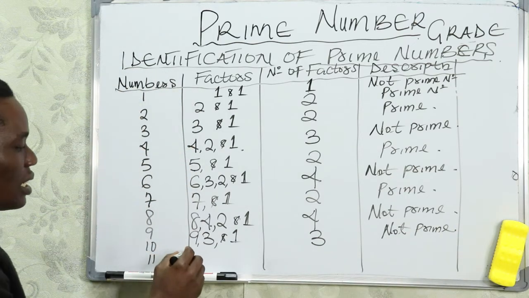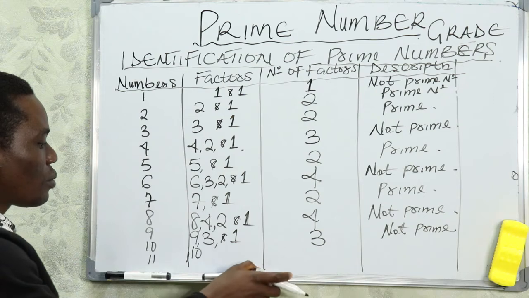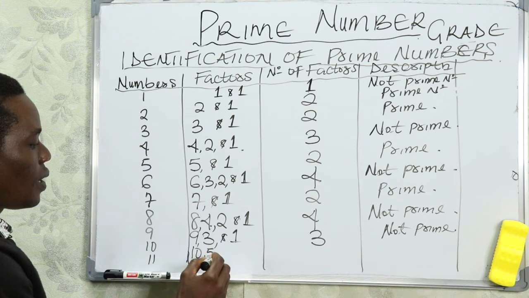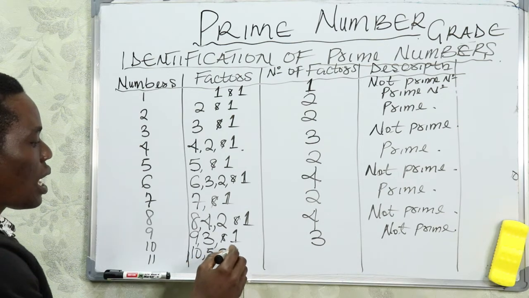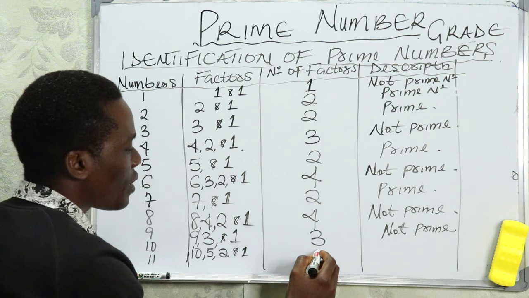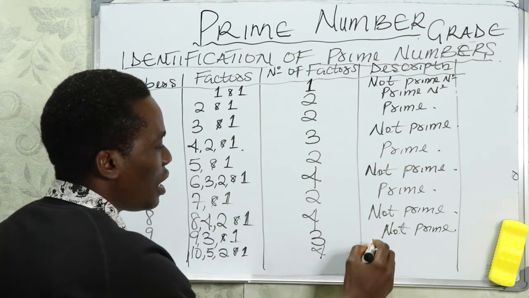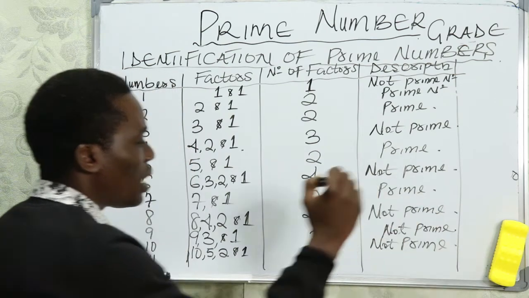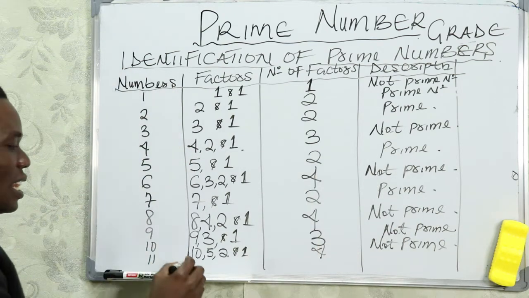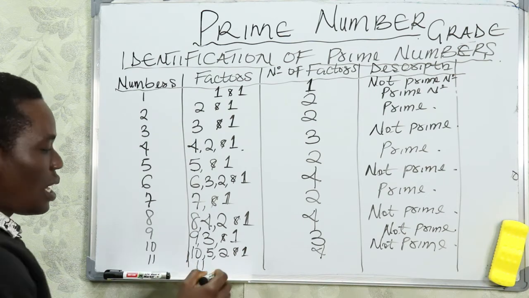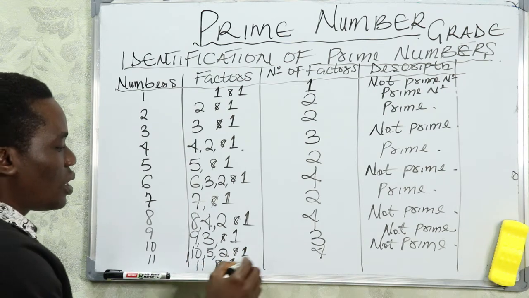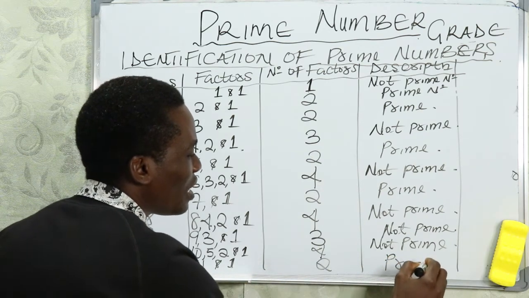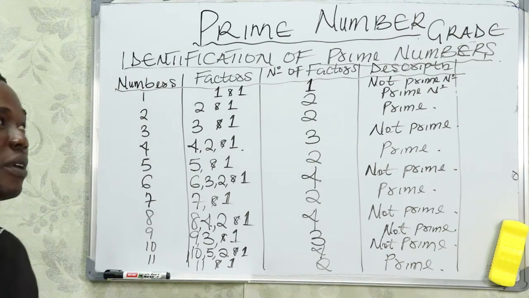Now let's go to 10. 10 can be divided by itself to give us 10. 10 can also be divided by 5. It can be divided by 2 and 1. So it has 4 factors. It is not a prime number. Lastly, let's look at 11. 11 can only be divided by itself and 1. So it has 2 factors. It is a prime number.